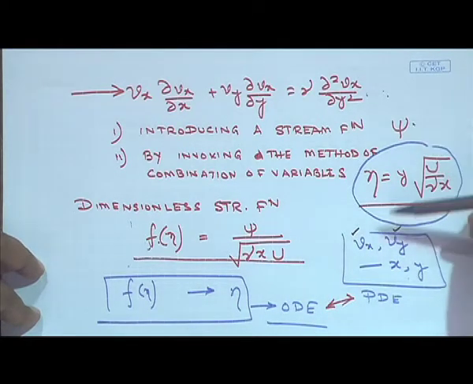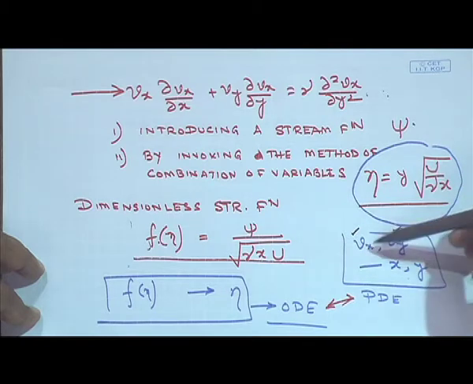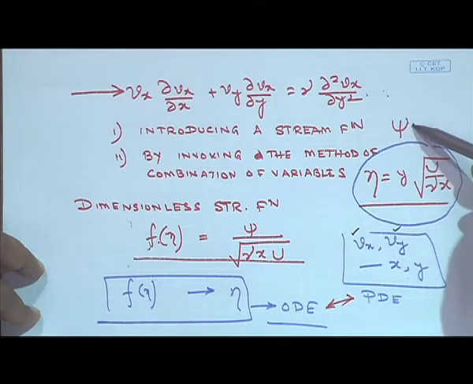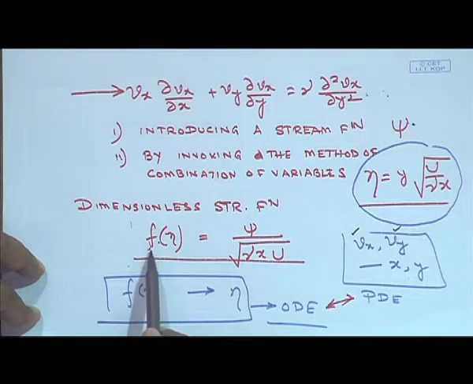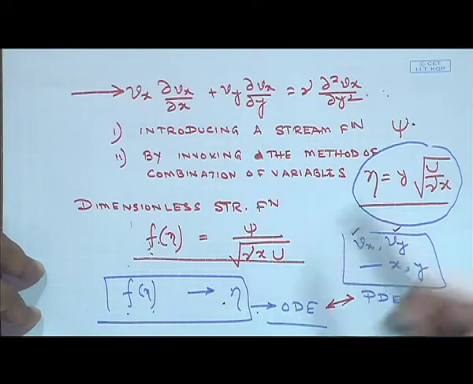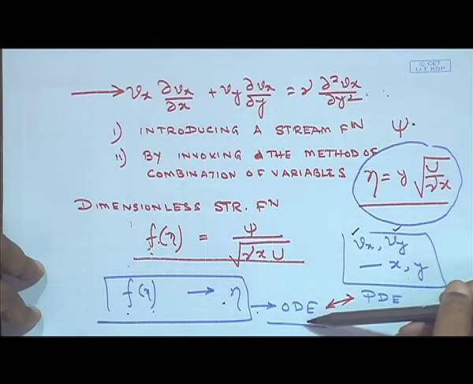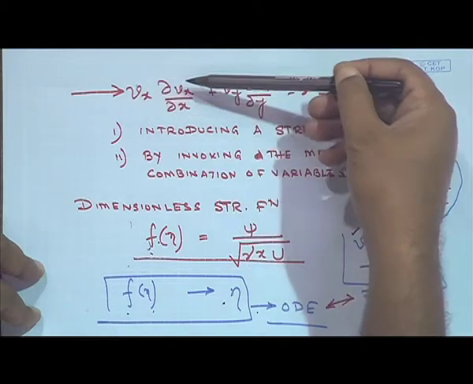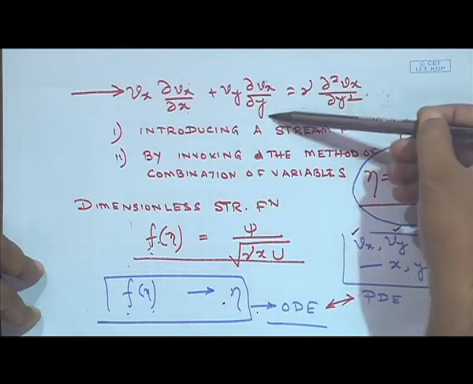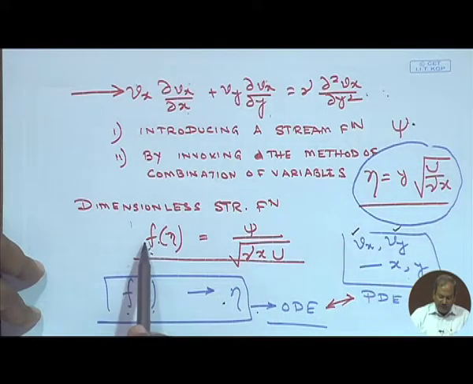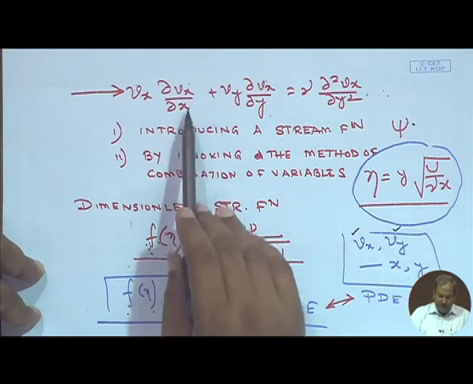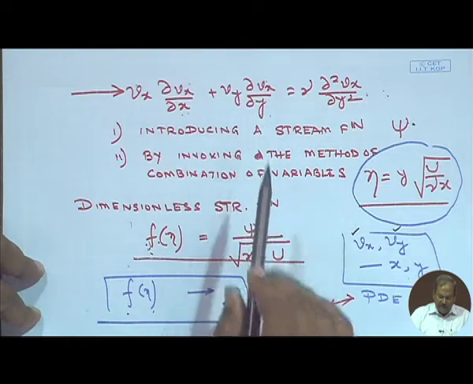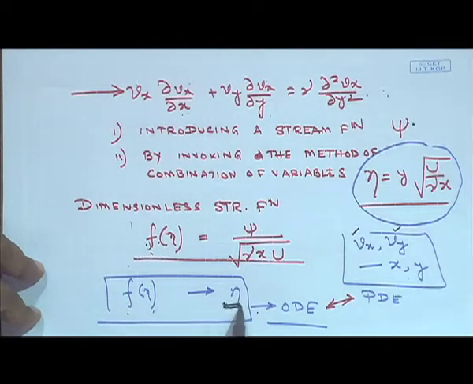We rather deal with psi, which is a stream function. Since we know what the expression for Vx would be if we know psi, and since it's a dimensionless equation, we also substitute psi with a dimensionless stream function. So f is a function of eta, and we are hoping that this PDE can be transformed to an ODE when, instead of Vx, del Vx del x, Vy, del Vx del y, and so on, we introduce the dimensionless stream function, and instead of x and y as the independent variable, we bring in eta as the independent variable.